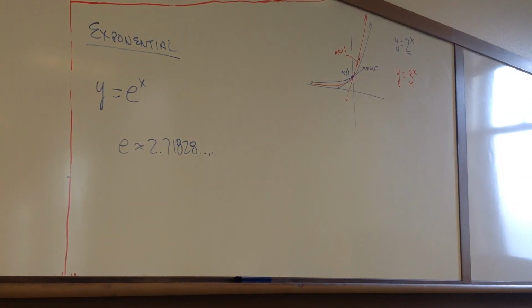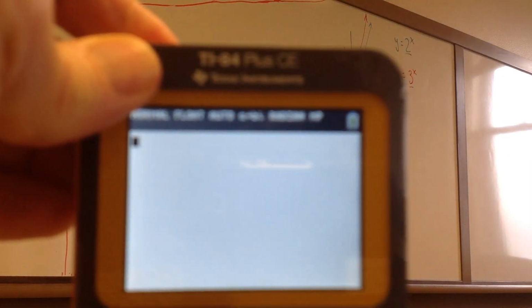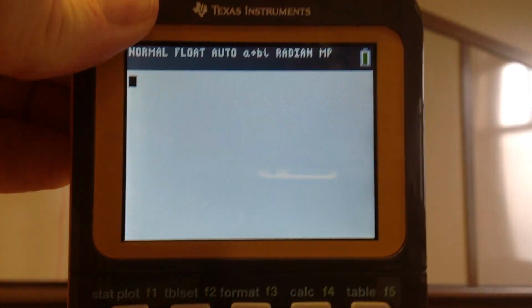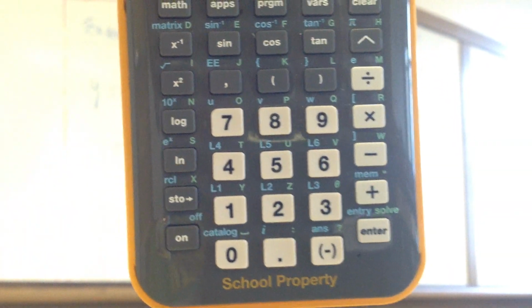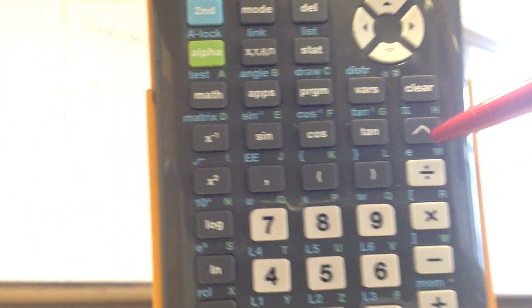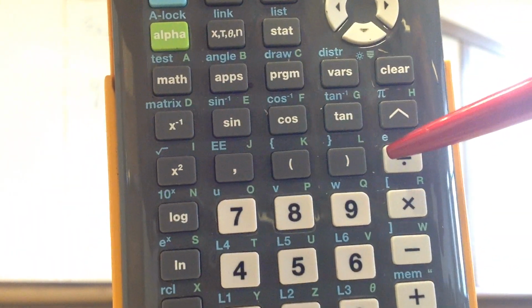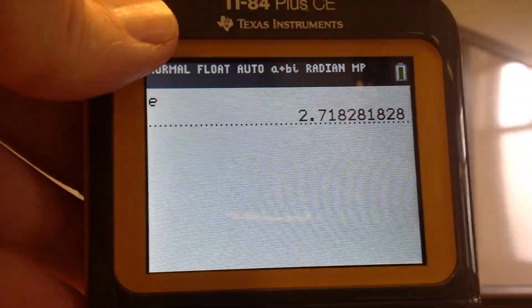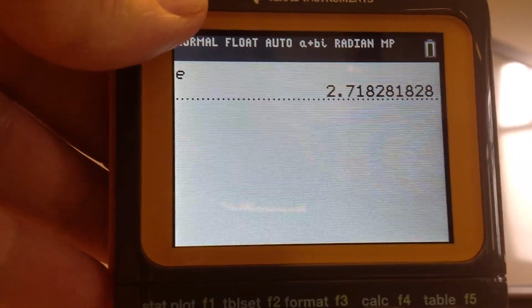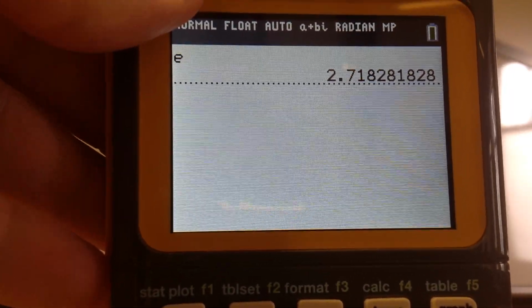There's two places where you can access e on the calculator. There we go. So one of them is over here, right above the divided by sign. You can see that e right there. So if you hit the second key and then divided by, that'll give you an e. So let's do that. And there's our e. And if we hit enter, then there's that value I put up on the board a minute ago, 2.71828, and so on. And that is a non-terminating decimal there.